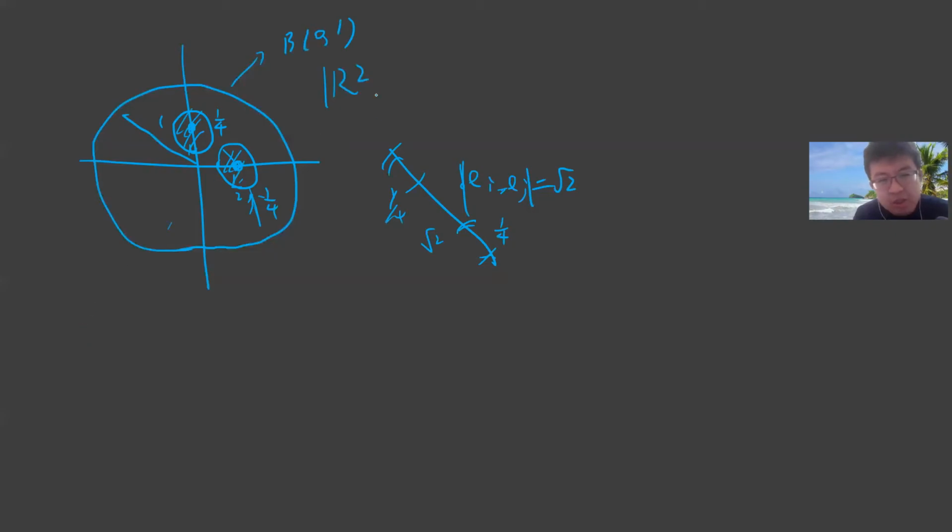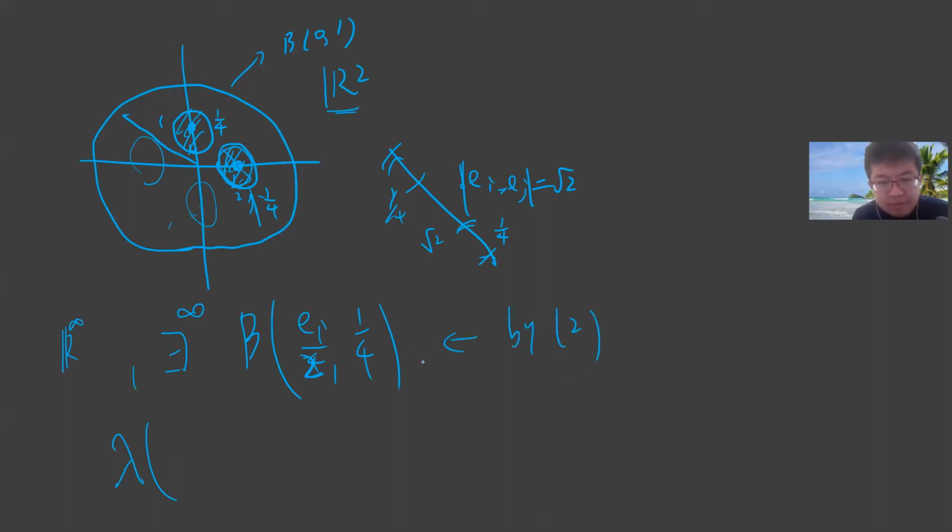In R^2 you can at least choose 4 of them. But in infinite dimensions, you can choose infinitely many balls, centered at e_i divided by 2 with radius 1/4. Okay, so by the first property, this small ball is a subset of the open ball, so its measure should be finite. Because this is open, by the second property, lambda of B(e_i divided by 2, 1/4) should be finite.